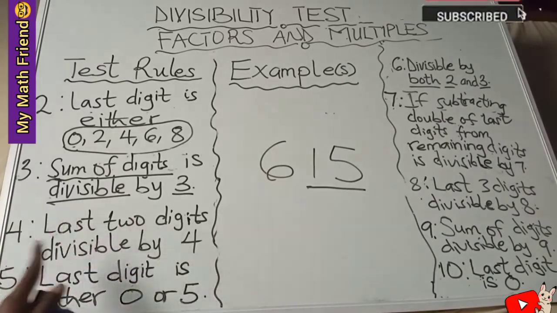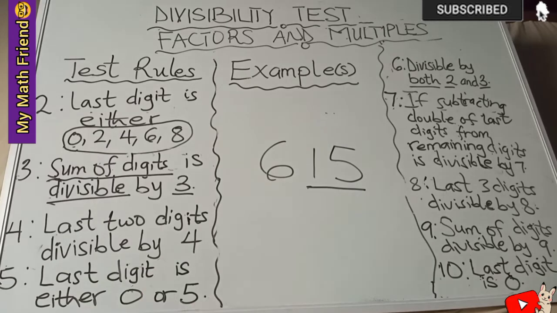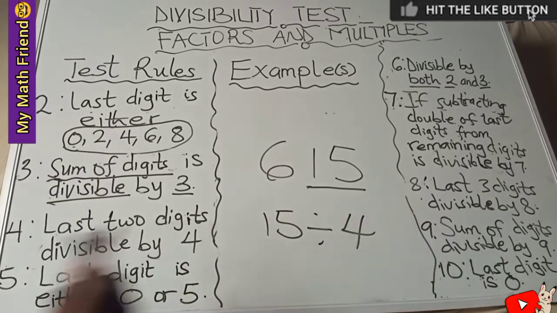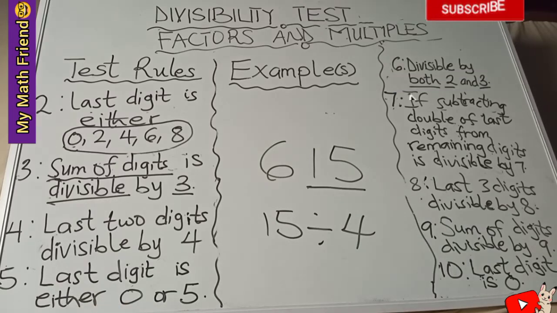Yeah, we are not summing. They didn't say sum. Just pick the last 2 digits: 15. Is 15 divisible by 4? That means leaving no remainder. Okay, so how many groups of 4 can go into 15? We have only 3 groups. 4 times 3 is 12, leaving a remainder of 3.